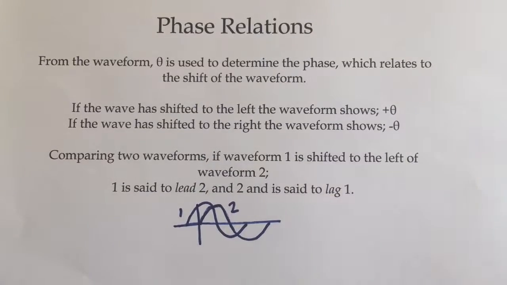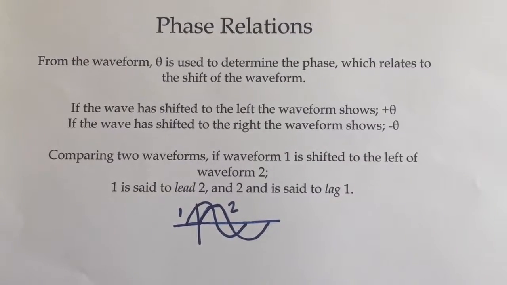Phase relations. From the waveform, theta is used to determine the phase, which relates to the shift of the waveform. A positive theta means a shift to the left, and a negative theta means a shift to the right. Comparing two waveforms, if waveform 1 is shifted to the left of waveform 2, 1 is said to lead 2, and 2 is said to lag 1.